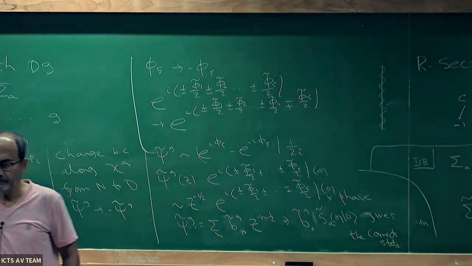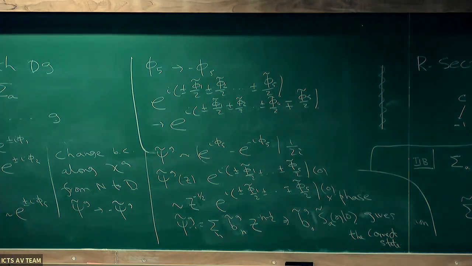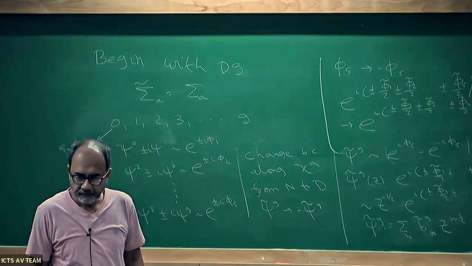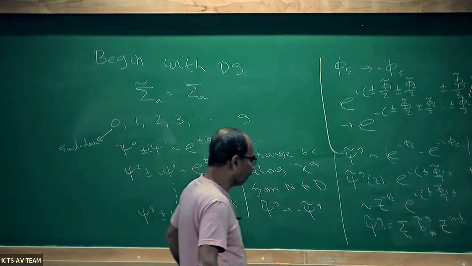If I do a contour integral, I'll get the same. Yes, if you do a contour integral, you get the same thing, 1 by zeta. Exactly. Here I'm just comparing the expansions.